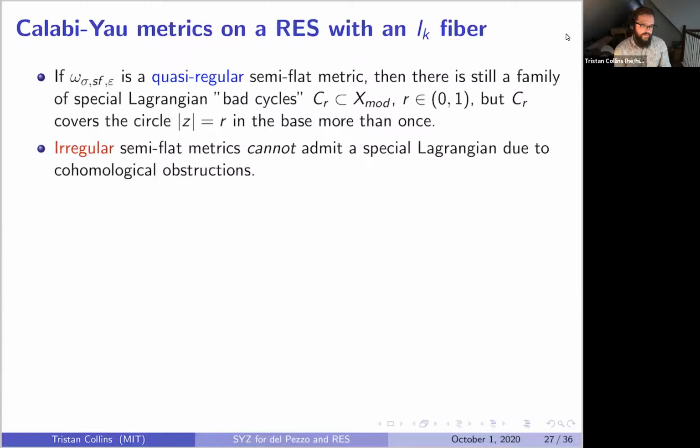which is maybe not that surprising. And irregular semi-flat metrics cannot admit a special Lagrangian fibration because in fact there's no cycle that they pair to 0 with. So they're just topologically obstructed from admitting a special Lagrangian, even a Lagrangian.